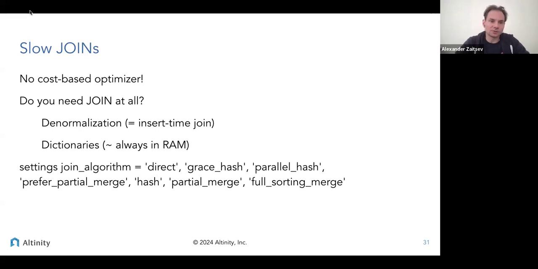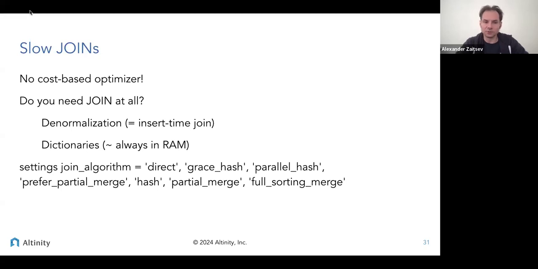But the first thing to ask yourself is, do you need a join at all? Because joins are always expensive in ClickHouse. And there are a couple of ways to avoid them if possible. First is denormalization, which is kind of equal to an insert-time join. Instead of having a lot of key columns and then doing joins, you can just have values as a part of the big table. And since ClickHouse is a column store, this is quite inexpensive compared to other databases.